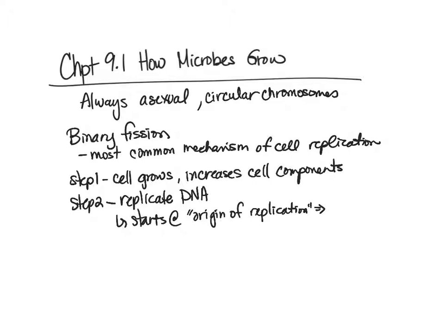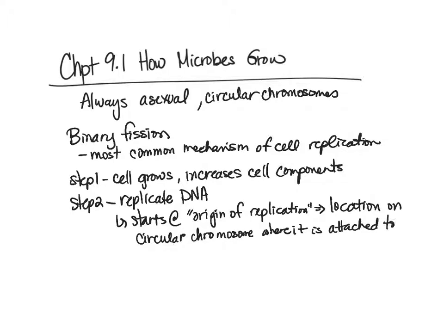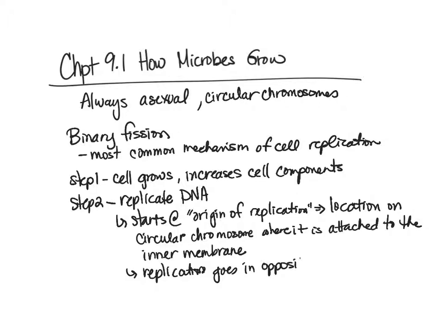And this is where all of the proteins, or the enzymes, are going to attach, and that's where it is also attached to the inner membrane, and it's going to begin replication, or begin copying the DNA. So we'll say it's the location on the circular chromosome where it is attached to the inner membrane. And then this is where it's going to start, and it's going to replicate in opposite directions until it reaches the terminus. So basically until it gets back to that origin of replication. So replication goes in opposite directions until the terminus.